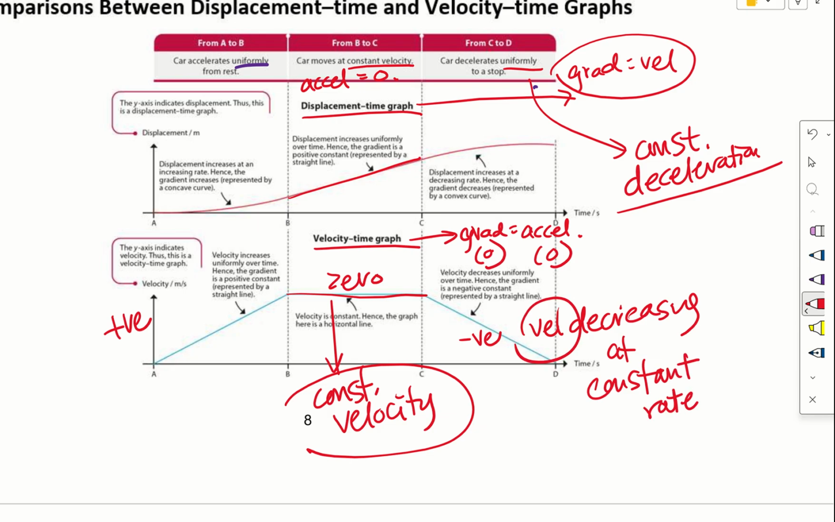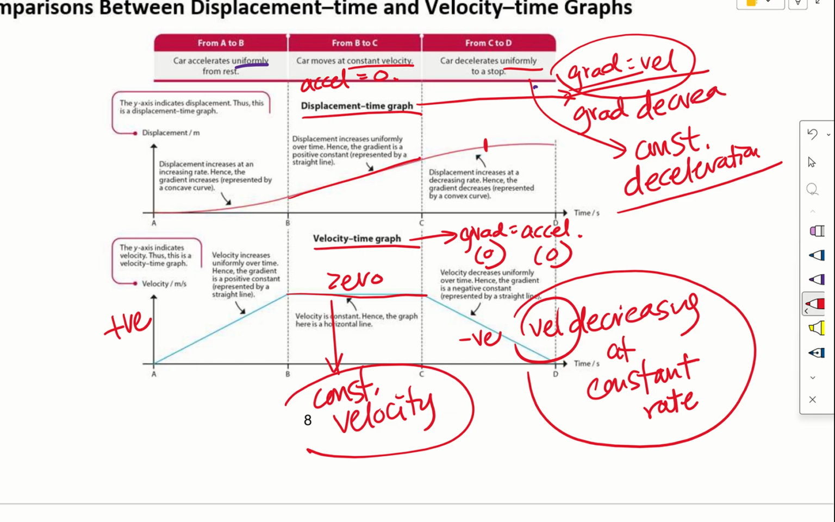But what does the gradient in a displacement time graph represent? It represents velocity. That means if velocity is decreasing from C to D, in a displacement time graph, the gradient, which represents velocity, will also be decreasing. Let's see. So the gradient, again split up, will not be a constant straight line, it will be a curve, whereby my gradient decreases because my velocity is decreasing at this point in time.